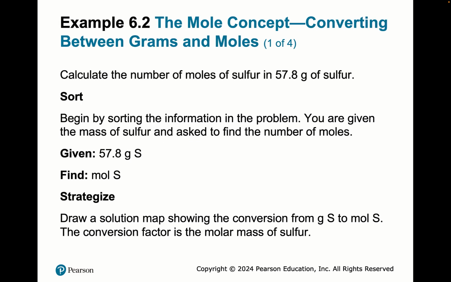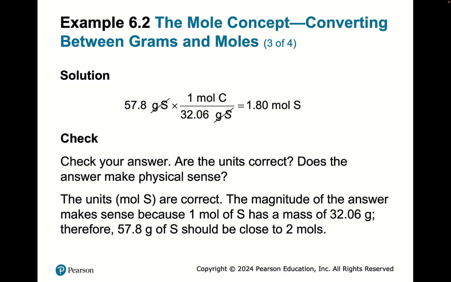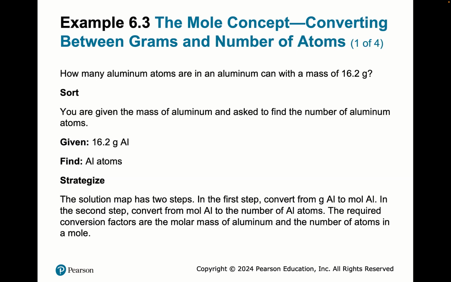Here's another problem. Calculate the number of moles of sulfur in 57.8 grams of sulfur. Before we had atoms, now we have mass. We're not going to necessarily use Avogadro's number in this; we're going to have to use the periodic table. Looking at the periodic table, we get the 32.06 grams of sulfur, that number is from the periodic table. Then going through dimensional analysis, you get the moles of sulfur that way. So that's how you solve that problem.